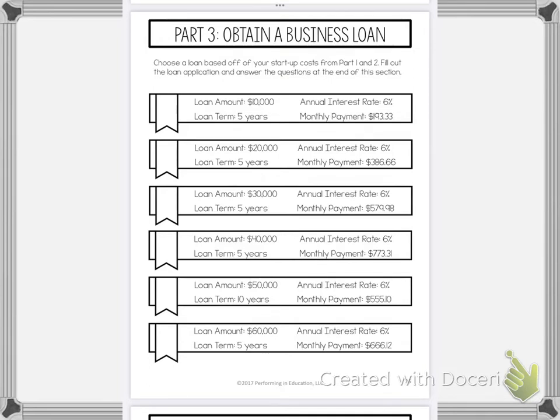So we have choosing a loan based off of your startup costs from parts 1 and 2. We want to look at what our total costs are going to be from what we did in parts 1 and 2. That will dictate how much of a loan you're going to need, because we're going to think that we don't have any money in our pocket to start this. So we'll fill out the loan application and answer the questions at the end.